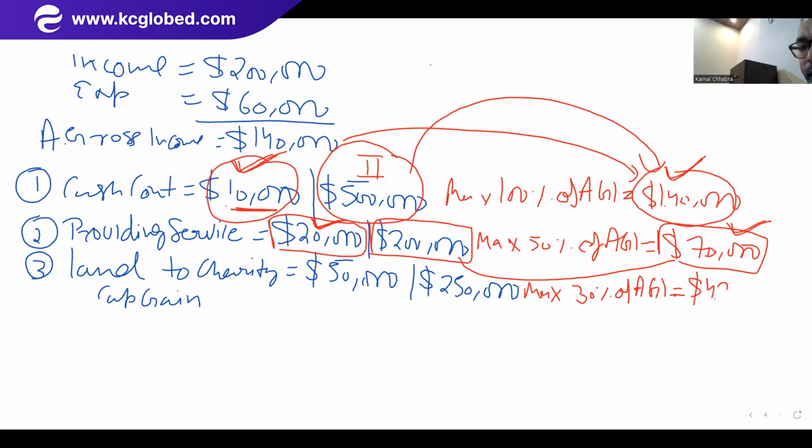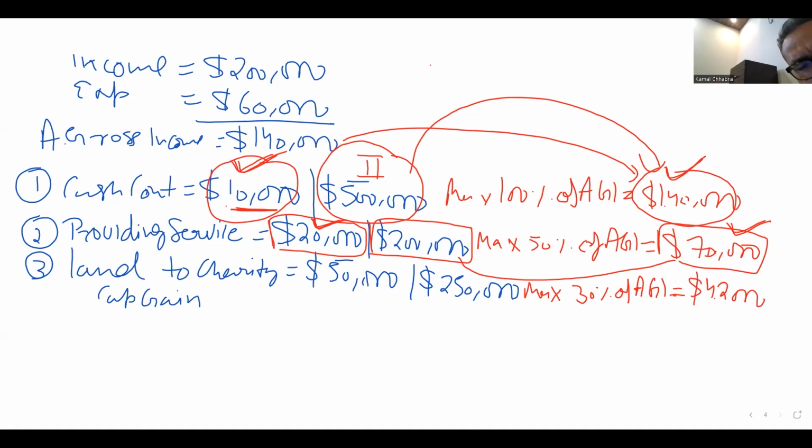Sir, what you are saying, which he is having gain? Please elaborate on this. The third point is land to charity, on which he has raised long-term capital gain or short-term capital gain.